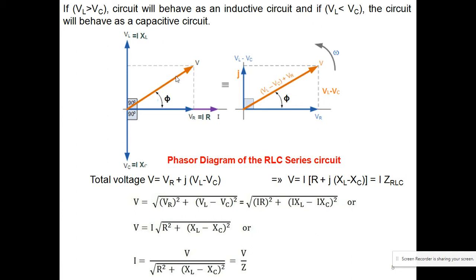Okay. And now there are two cases possible. VL, the voltage at the inductor, may be greater than the voltage drop at VC. In this condition, the circuit will behave as an inductive circuit. Or if VC is greater than VL, then the circuit will behave as a capacitive circuit. So here I do all my calculation taking care of VL greater than VC. Okay.